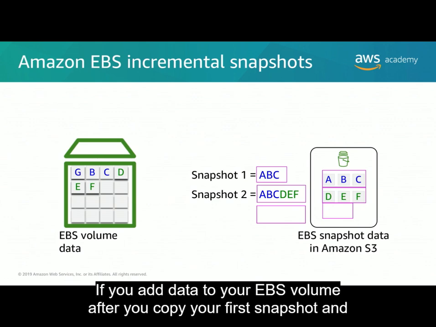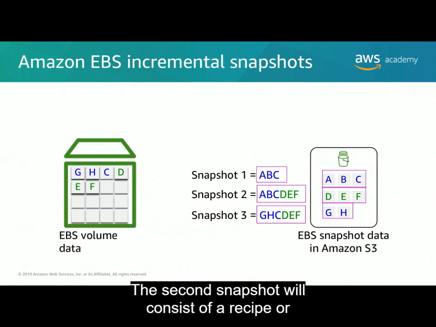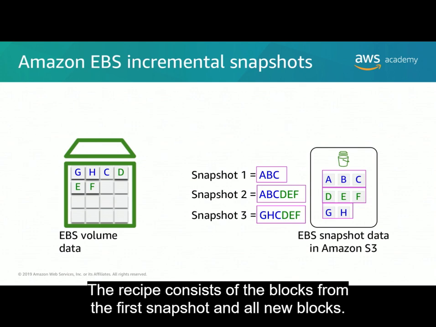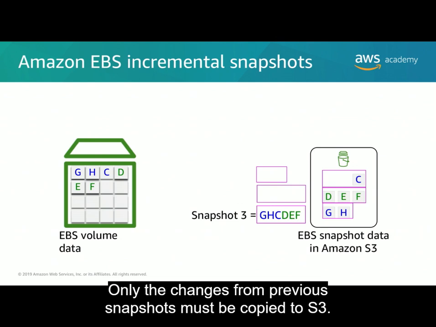If you add data to your EBS volume after you copy your first snapshot and then create a second snapshot, the new blocks will be copied to S3. The second snapshot will consist of a recipe or a description of how to restore the volume. The recipe consists of the blocks from the first snapshot and all new blocks. Snapshots are incremental, which means that they are only based on deltas. Only the changes from previous snapshots must be copied to S3.